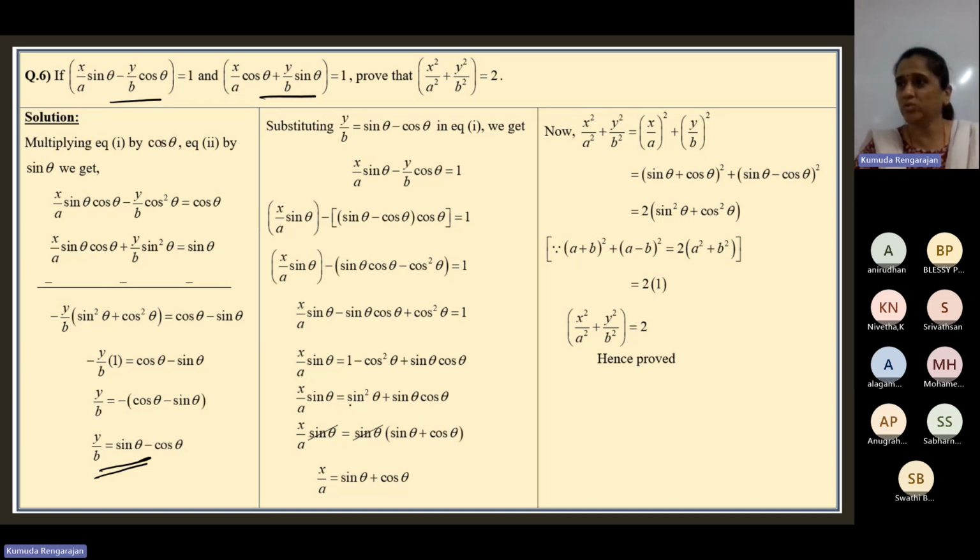I don't want to continue talking, so you just work and then maybe we'll discuss this. Then substitute and find the value of x by a, which is sine theta plus cos theta.